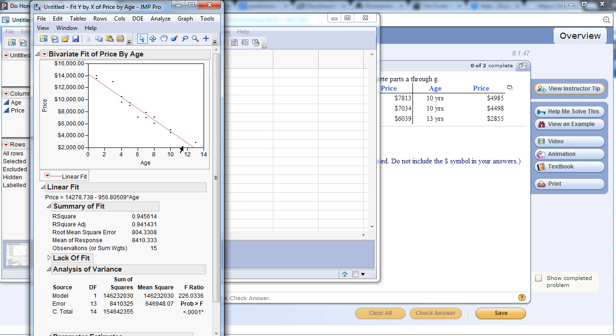Next, another value for us to look at will be the R squared in this problem. For the R squared, we see right here 0.9456. And this is just correlation squared for this problem. This means 94.56% of the variation in price is explained by age. Very important to interpret the R squared.